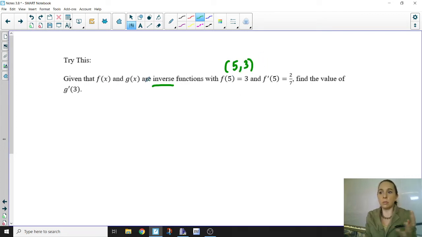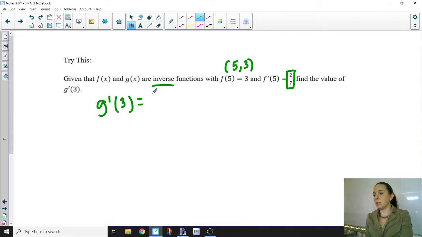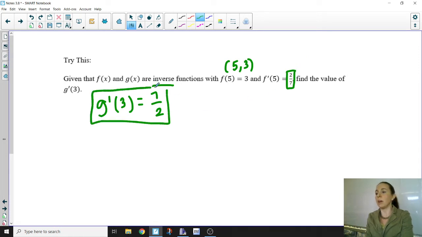Okay, so what do you do with all of this? Right here, look at this. 2/7, flip it. Because of that inverse relationship, you can take the f prime of 5 value and flip it to get your g prime of 3 value. Yay.